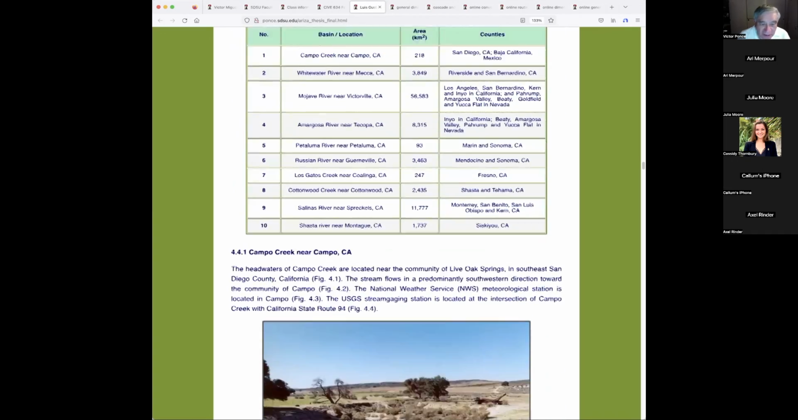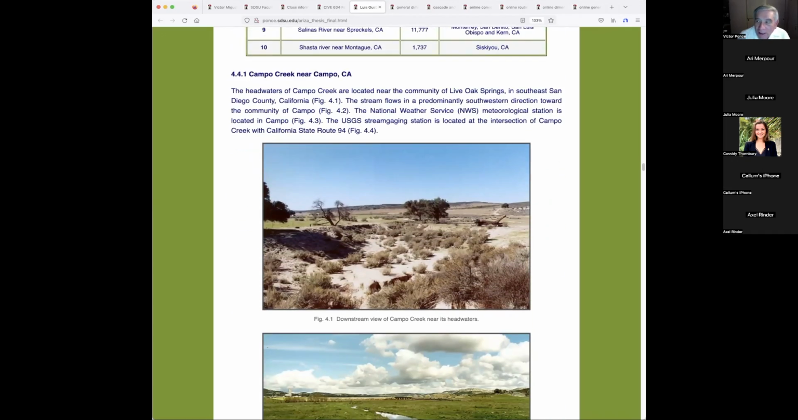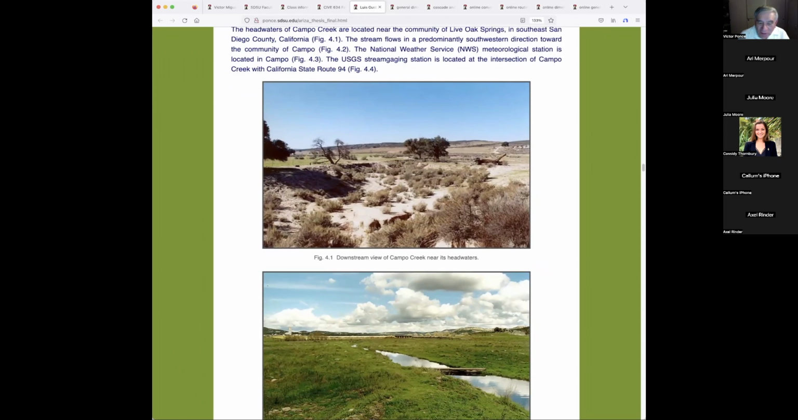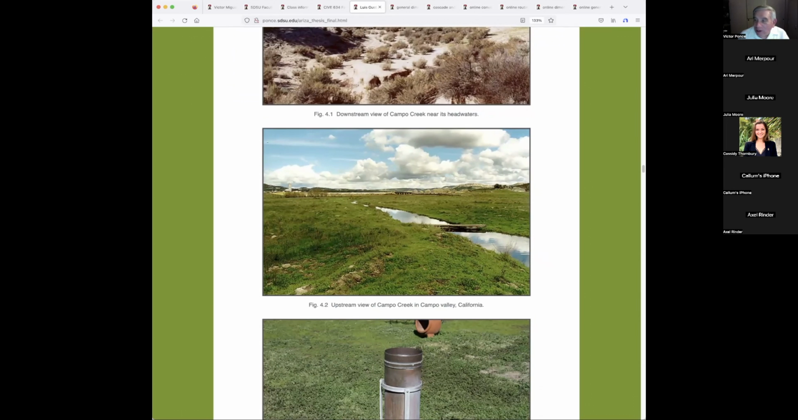Okay, so this innovation, Campo Creek. So we chose 10, he chose 10. I advised him what to choose. Campo Creek, we had done a lot of work in Campo Creek from 2006, 2007, 2010, actually earlier than that, early 2000, 2001. So we were very familiar with Campo Creek. Downstream view of Campo Creek near its headquarters. This is the central view of Campo Creek in Campo Valley.